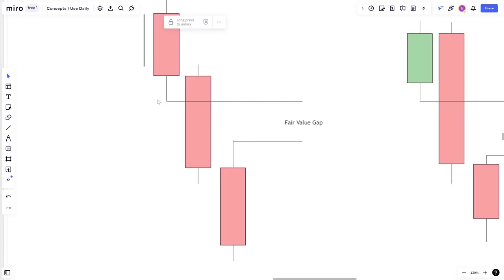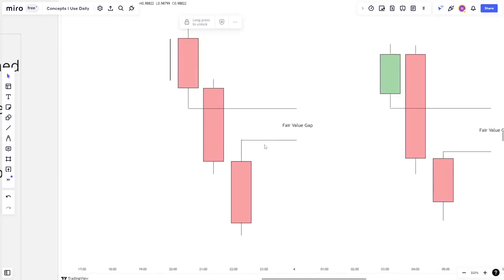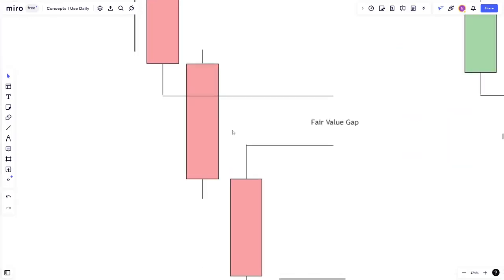This is what ICT says is not efficiently delivered. Why is it not efficiently delivered? Theoretically, because price was aggressively going lower, it never offered price to the buyers. It offered sell, sell, sell, sell, sell throughout the entire move of this candle, but never gave an opportunity to the buyers. It never traded from this high to this low. It never offered price going higher on a buy side, per se.